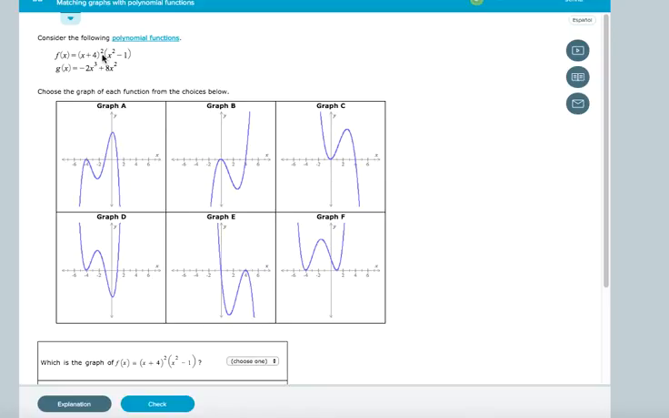We could also check the y-intercept. So the y-intercept is going to be 4 squared is 16 times negative 1. It's going to be negative 16. The y-intercept here is positive. So this is definitely going to be graph D.